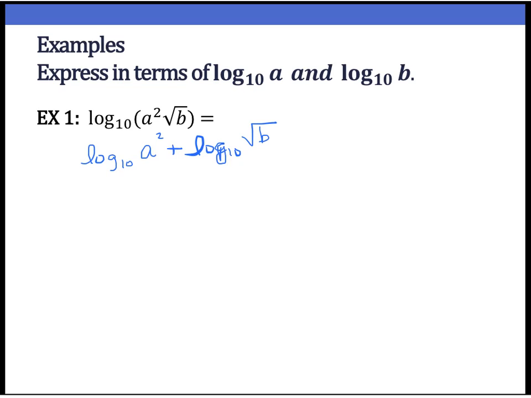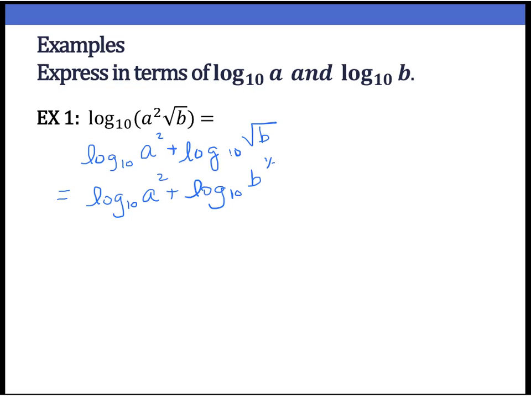And then what we see is we have a square root of b, and we're going to change that to an exponent. And an exponent with a square root is actually 1/2. So log base 10 a squared plus log 10 b to the 1/2.